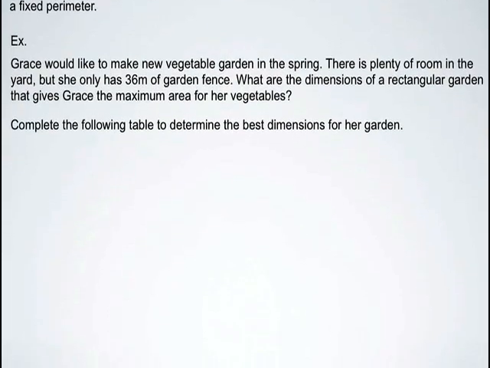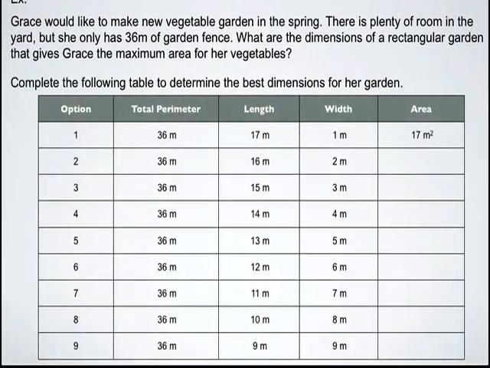What you're asked to do is complete the following table to determine the best dimensions that will get her the biggest area, the maximum area, when having a fixed perimeter of 36 meters. So we've filled in the lengths and widths that her garden could be, and what you need to do to figure out the area is multiply the length times the width in each of these cases, and we should find out which of these dimensions, which pairing of length and width will give you the maximum area, the biggest area that she should use.